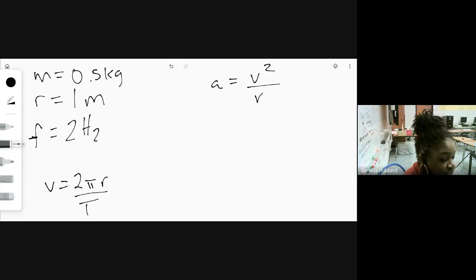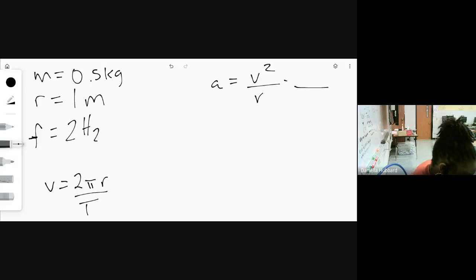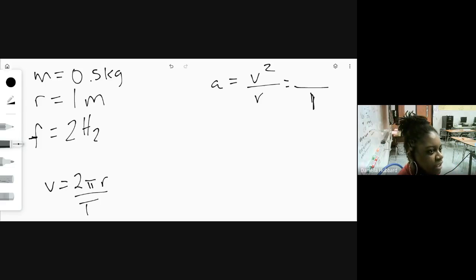So acceleration for centripetal, for circular motion, is your velocity squared divided by your radius. Okay, so let's see if we can solve for it right away. Well, we have our radius of 1. And even though you're seeing the rate of, and you may think that's your velocity, it's not. Our velocity has the units of meters per second. What we have is hertz, which is frequency. So since we don't have a velocity at this moment, we cannot find acceleration.